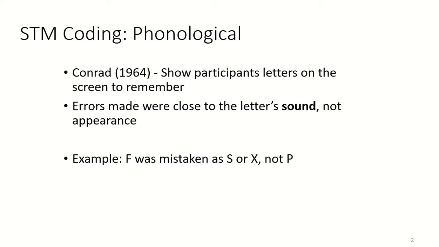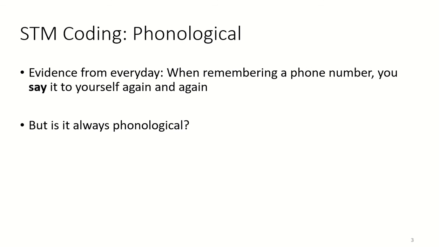So in other words, if you're using a phonological code, it makes sense that F and S and X get confused with each other, even though they look quite different from each other. So there's no visual code involved there. But the fact that they often make mistakes where the F was substituted for either an S or an X rather than a P, which looks similar but doesn't sound similar, that suggests that they're actually using phonological coding for this. Now, when you're remembering a phone number too, you actually say it to yourself again and again and again. So that is actually also an example of how people use a phonological code.